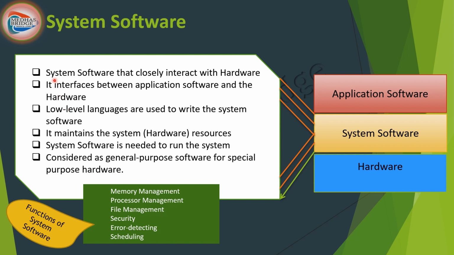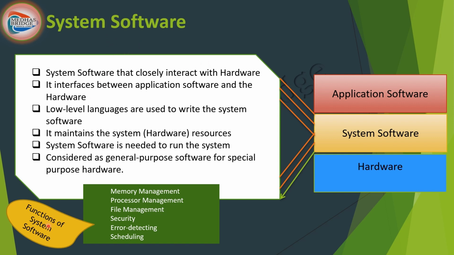Let me reiterate. System software closely interacts with hardware. It is the interface between application software and hardware. Low-level languages are used to write system software. System software maintains hardware resources and is needed to run the system. A general purpose software for a special purpose hardware is known as system software.